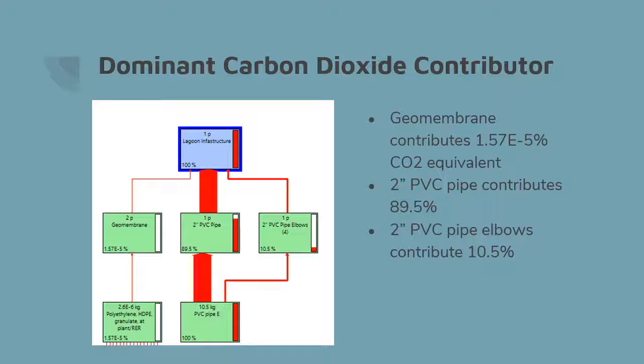This figure shows a network of the construction process. The construction process is the dominant contributing factor when evaluating the annual carbon dioxide. A life cycle analysis using ReCiPe shows that the geomembrane and the 2-inch PVC pipe elbows contribute to the total carbon dioxide. From the construction process, the primary contributor comes from the 2-inch PVC pipe, which accounts for 89.5% of the carbon footprint.